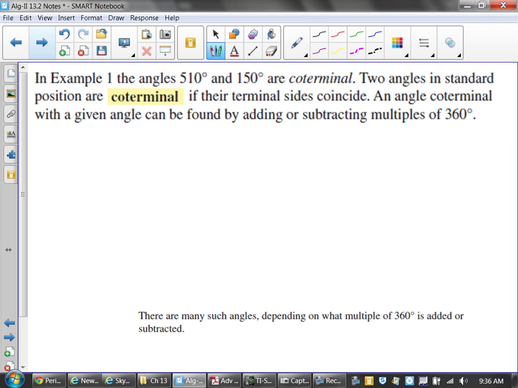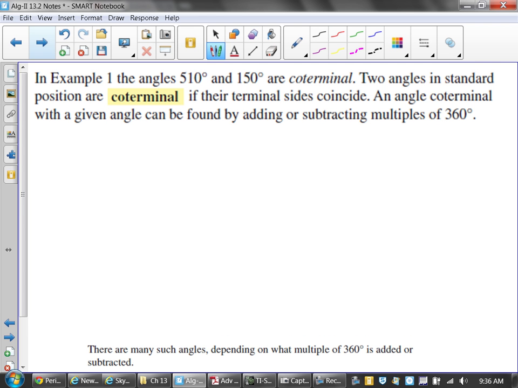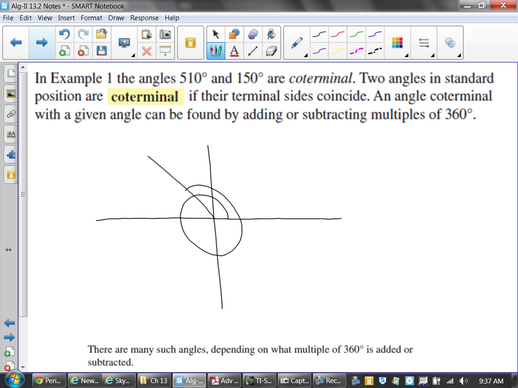Coterminal. What I want to do here is draw two angles. I want to draw 150 degrees and 510 degrees. We just did an example of 500. It wound up in what quadrant? 2. Okay. So if I go around and say that that's 510.